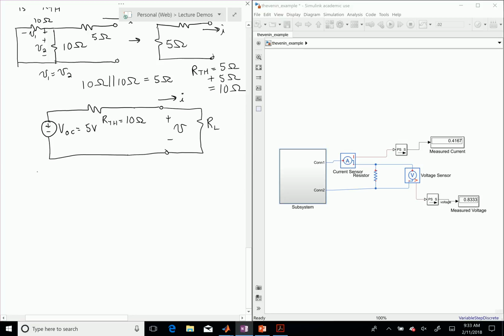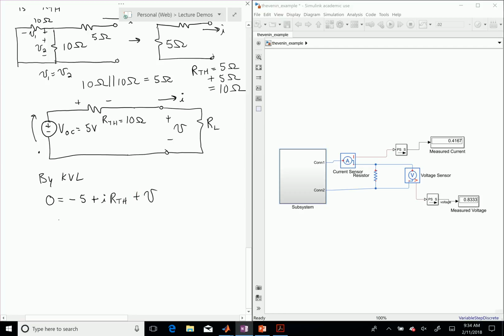Or I can just label that guy by KVL. Again, starting in the bottom left and going around clockwise, I could say 0 equals minus 5 volts plus I times R Thevenin plus V.